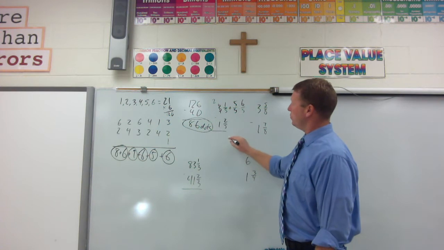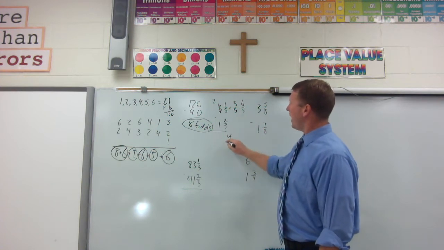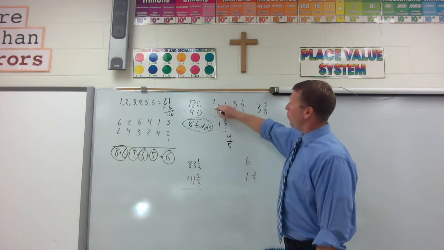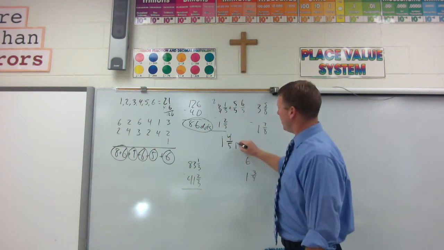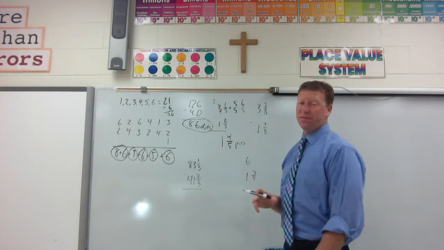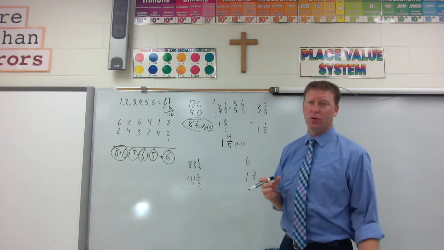6 minus 2 is 4. The 5 stays the same. My whole number is 2 minus 1 is 1. So what do I have left over? I have 1 and 4/5 pies left over.